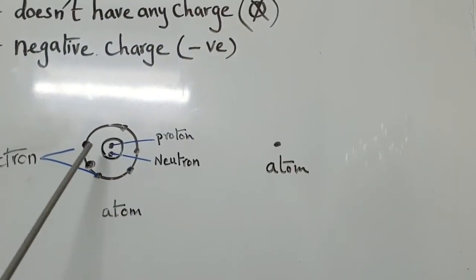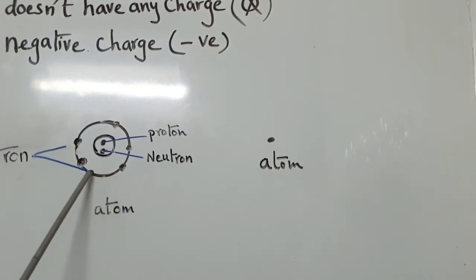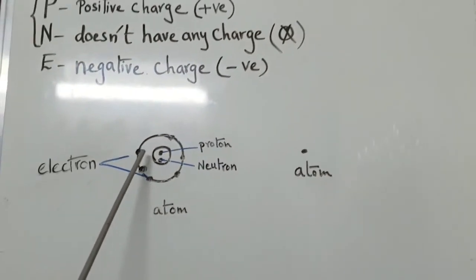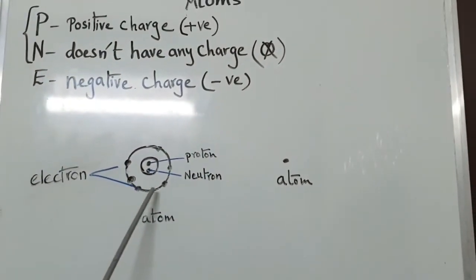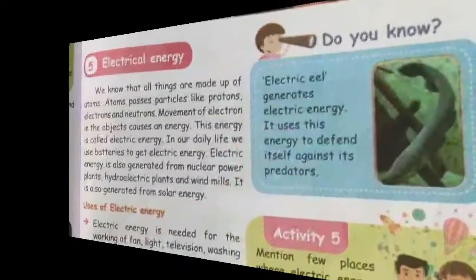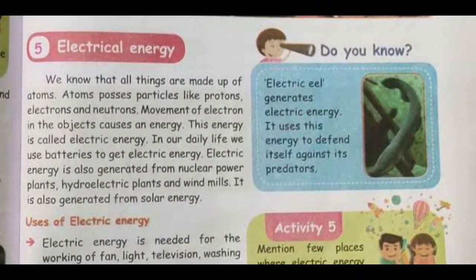So, because of the movement of electrons, they release energy, which is known as electrical energy. Battery is one example. We get energy from a battery because electrons inside the battery keep moving. So children, electric energy is also generated from nuclear power plants, hydroelectric plants and windmills. It is also generated from solar energy, as we learned earlier.